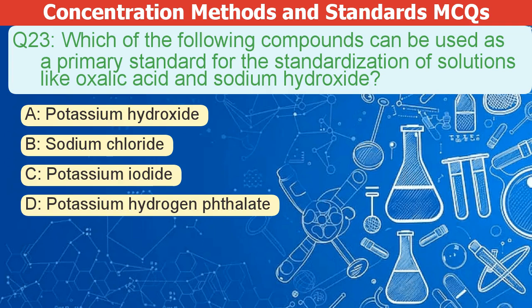Which of the following compounds can be used as a primary standard for the standardization of solutions like oxalic acid and sodium hydroxide? A. Potassium hydroxide. B. Sodium chloride. C. Potassium iodide. D. Potassium hydrogen phthalate.